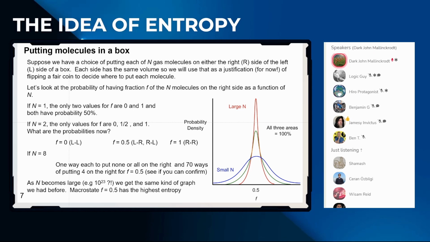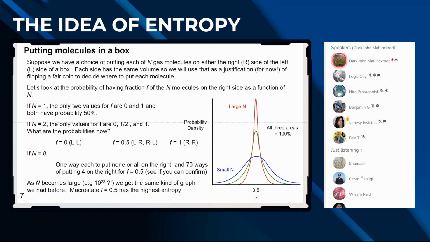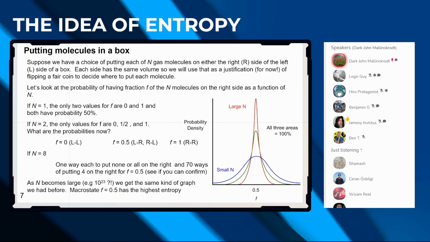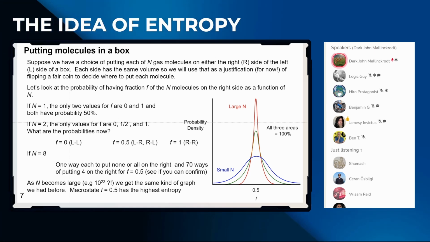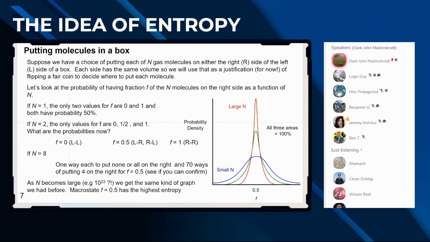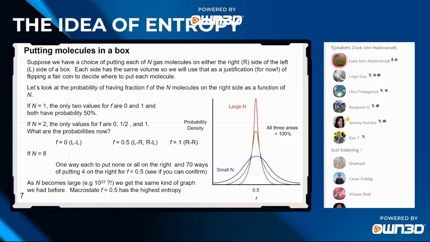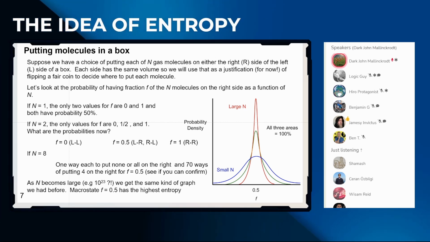And when you get to 10 to the 23rd, that macrostate 0.5, if you notice, addressing to some extent Benjamin's question about how much fluctuation you are willing to tolerate: when you have n equal 8, a macrostate of 0.4 or 0.6 is going to be very common. You're going to see 40% of those 8 molecules on the right very often, probably see a quarter of them on the right very often. You'll probably even see none of them on the right pretty often, in the sense that it'll happen.